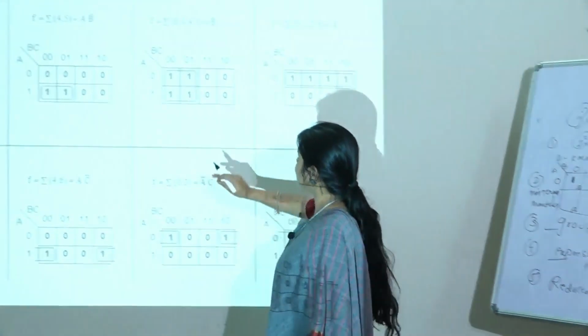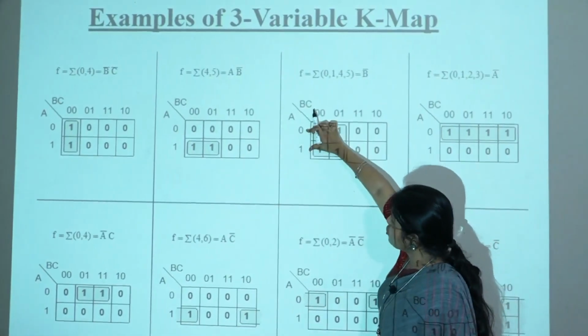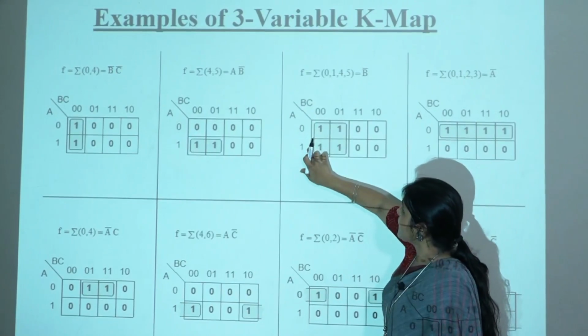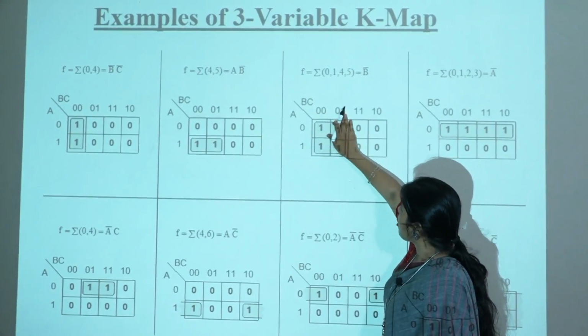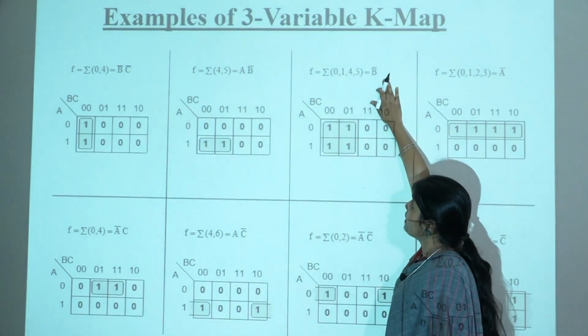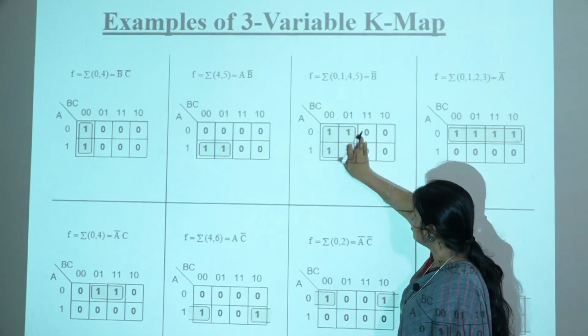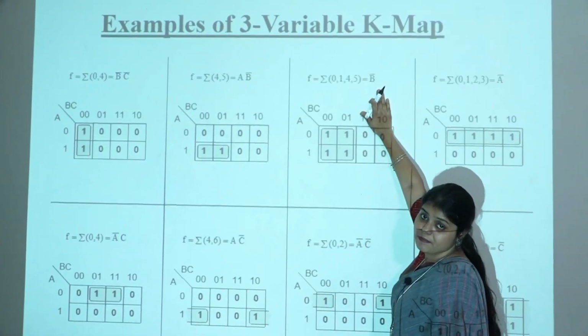Okay. So, what would be the result of this? See, this is occupying these 2 rows where 0 and 1 gets cancelled. It is occupying these 2 columns where C and C bar gets cancelled. So, the resultant would be only B bar. As B is 0 in these 2 columns, my output is B bar.